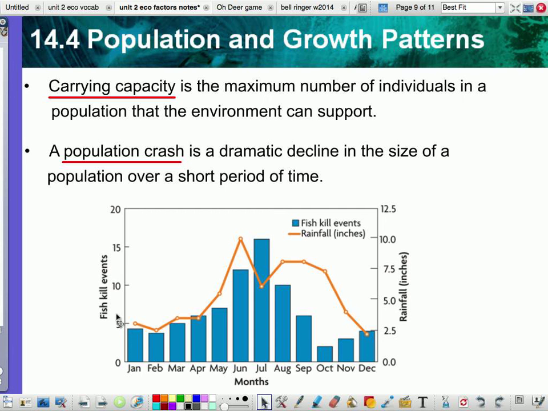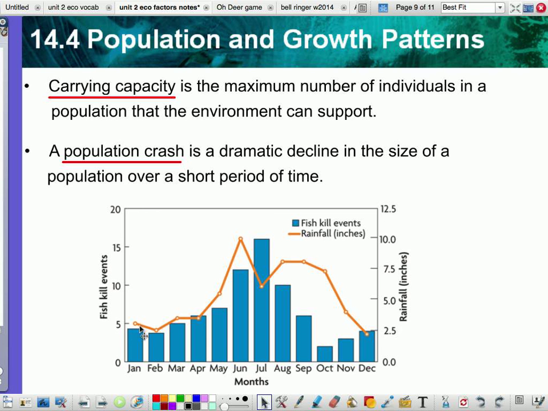So here's one where we've got fish kills, the number of fish that were killed in the event, and then we've got rainfall in inches, and you can see we're also calculating that over the months of the year. So we've got a 1-year span. Typically temperatures are colder in the winter months, then they warm up in the spring, then they get really hot in the summer, and then of course they cool down again. So that's your typical calendar year of seasons.